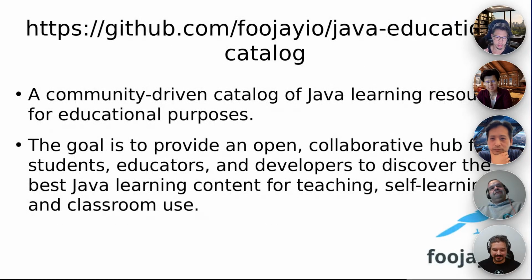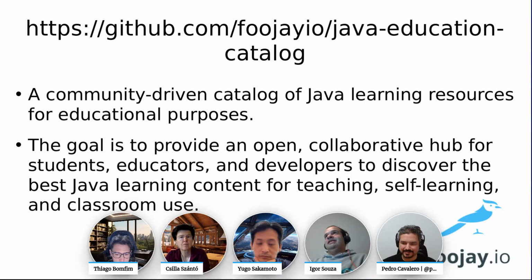So I had the privilege, or the luck, that FullJ, Friends of OpenJDK, supported the idea. So then the GitHub is there, right? github.com, FullJ, Java and Education Catalog. It's open, it's community driven, so you can go there, create your pull request, and submit the links that you have. So that's the idea, right?